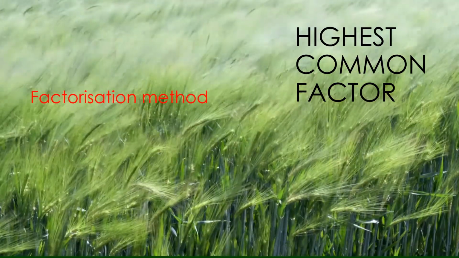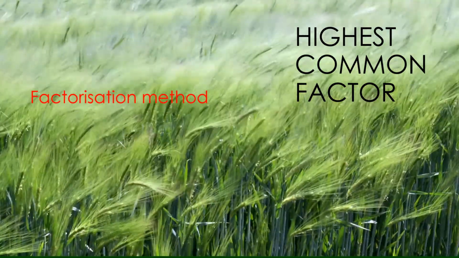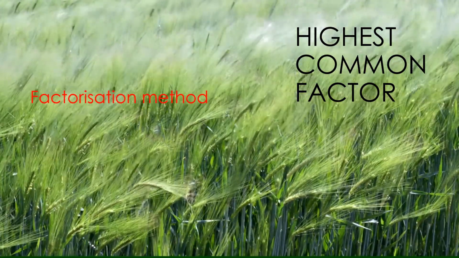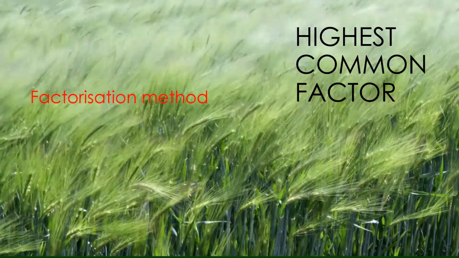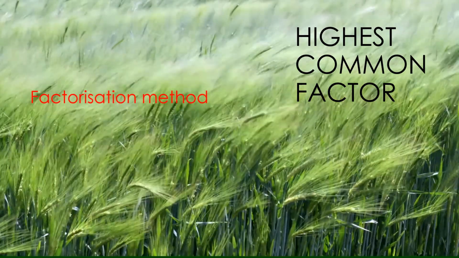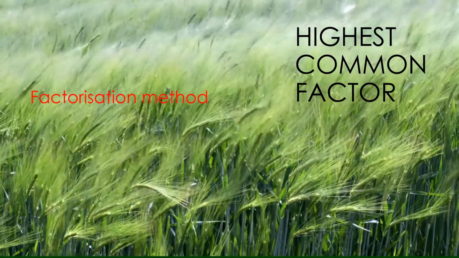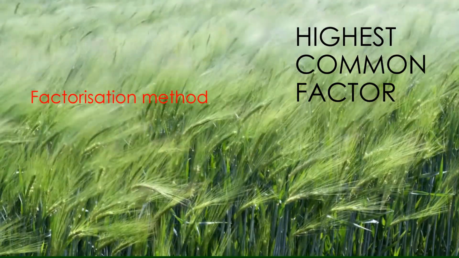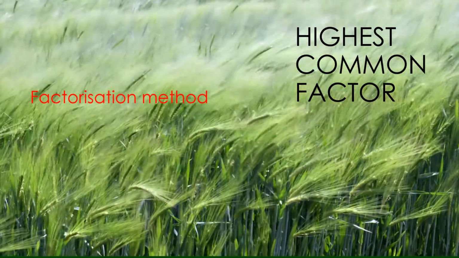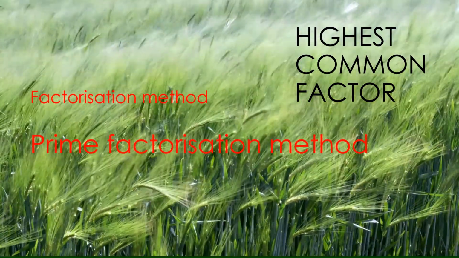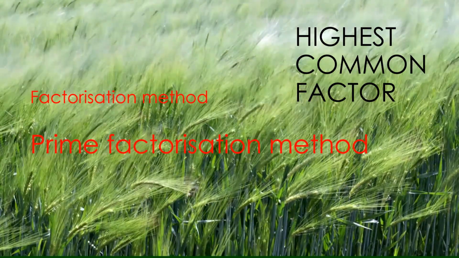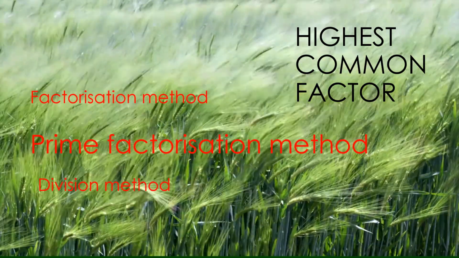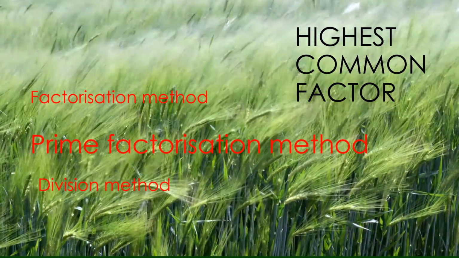In this method, we write the greatest common factor by listing down the factors of the numbers. First, we list down the factors of the given numbers and then look for the highest factor among the listed factors, which are common for both the given numbers. In this video, we learn how to find the highest common factor by prime factorization method. Another method is division method.